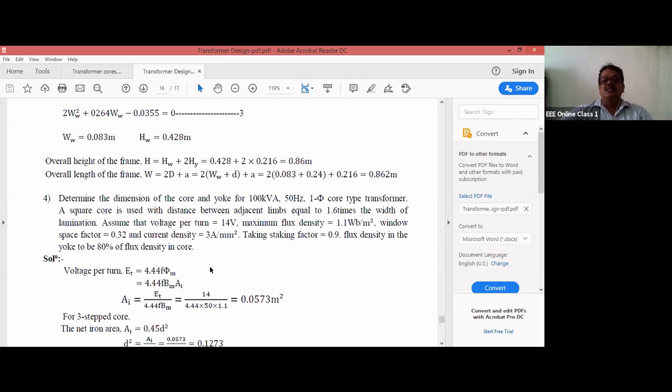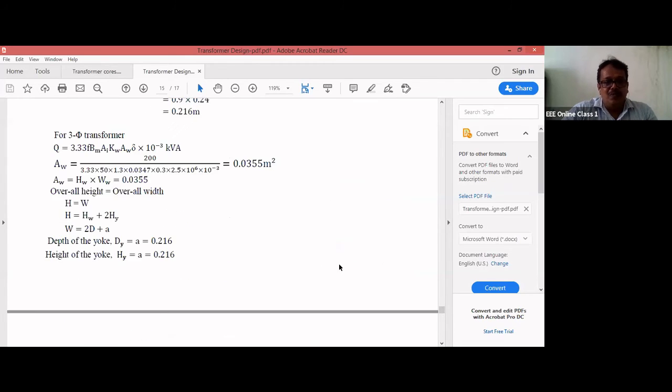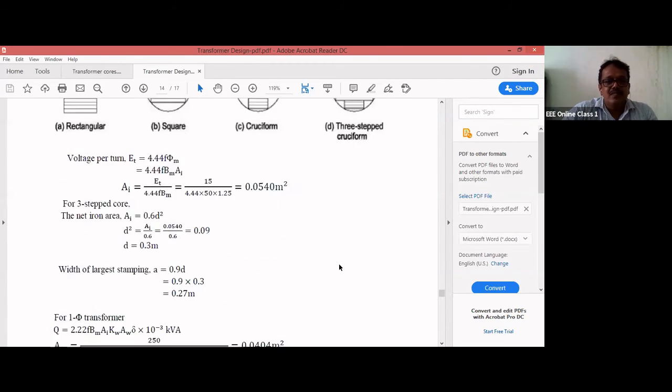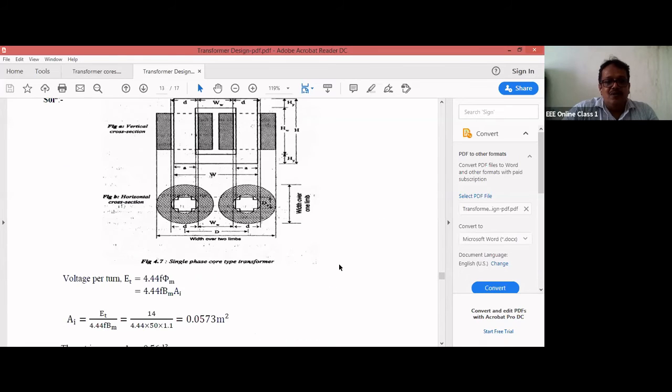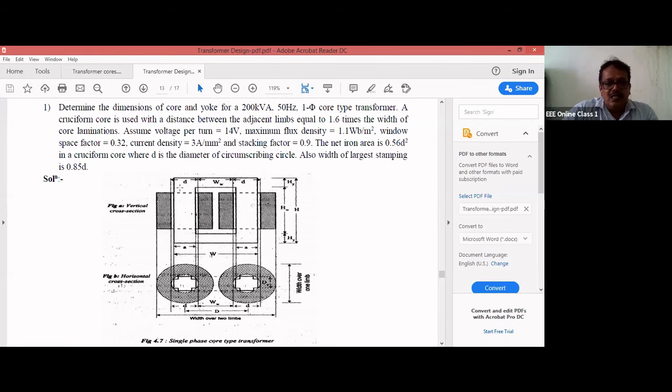The flux density in the yoke is to be 80% of the flux density in the core. What is the meaning of that? If you go back to the figure, this is called the entire core. Core has two parts, yoke and limb. This part is yoke and this part is yoke, and including the limb, it is called the core.